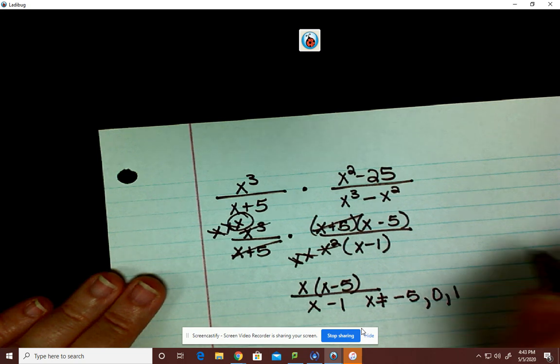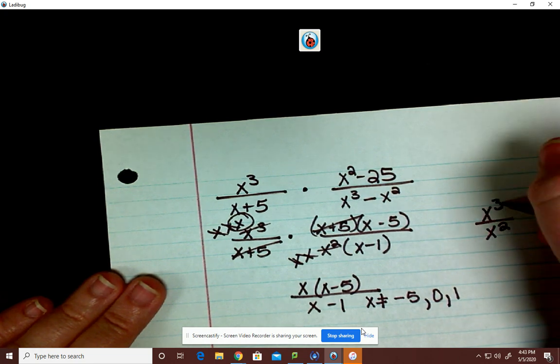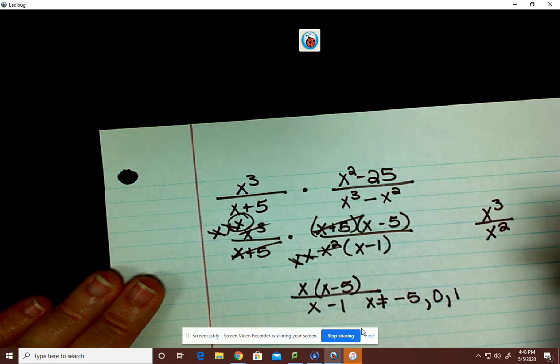You could also think about this if you have x cubed over x squared. Normally we would subtract the exponents, that's 1, and you put your answer where the higher exponent was. So that's where that x went in the numerator.